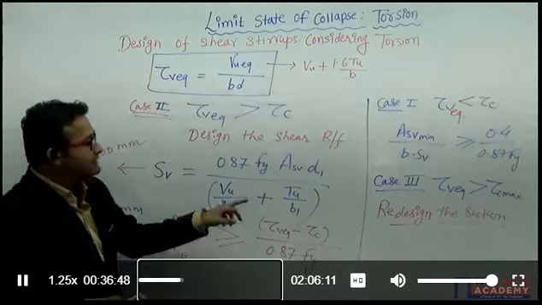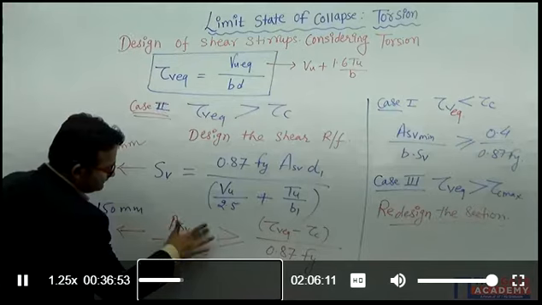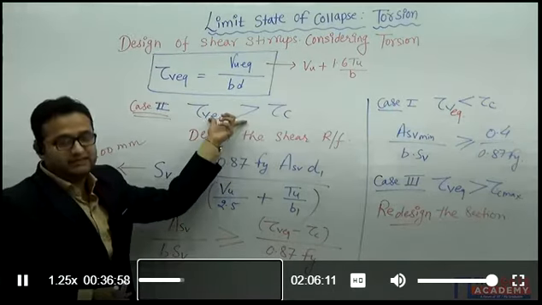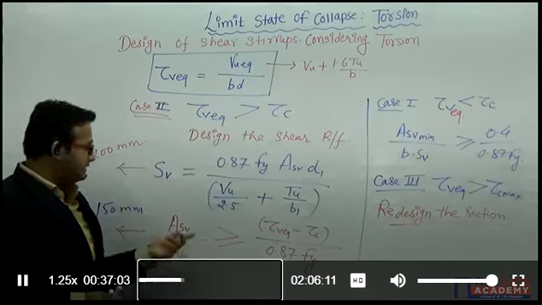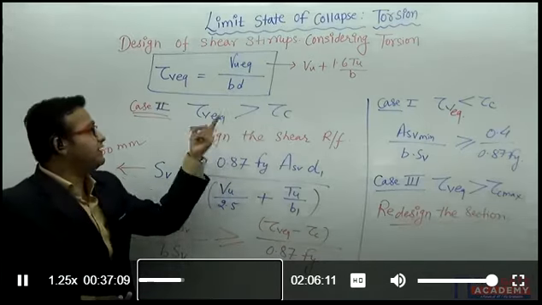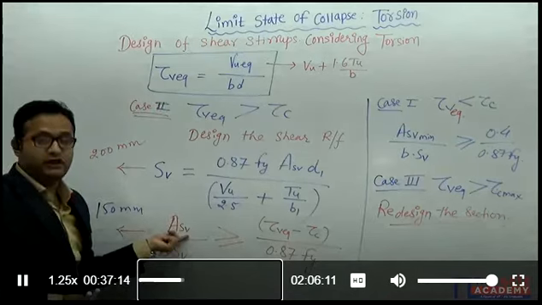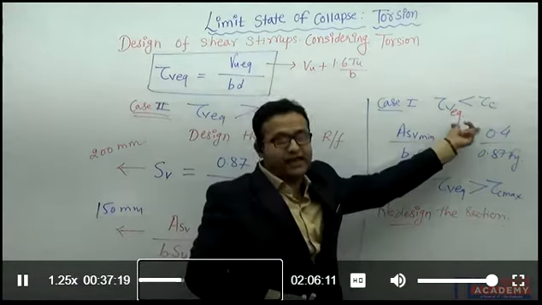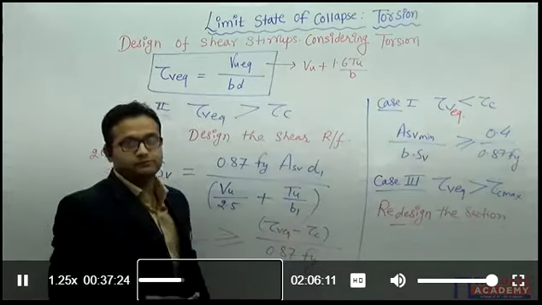This ASC minimum and this ASC minimum are different. Okay, let me remove this ASC minimum. If I face this type of case, this is the minimum area of reinforcement. That's why I wrote ASV minimum here. If I face this type of case where tau v equivalent is greater than tau c, in that case this is the minimum area of stirrups I should provide. And in this case, the minimum ASV is this.